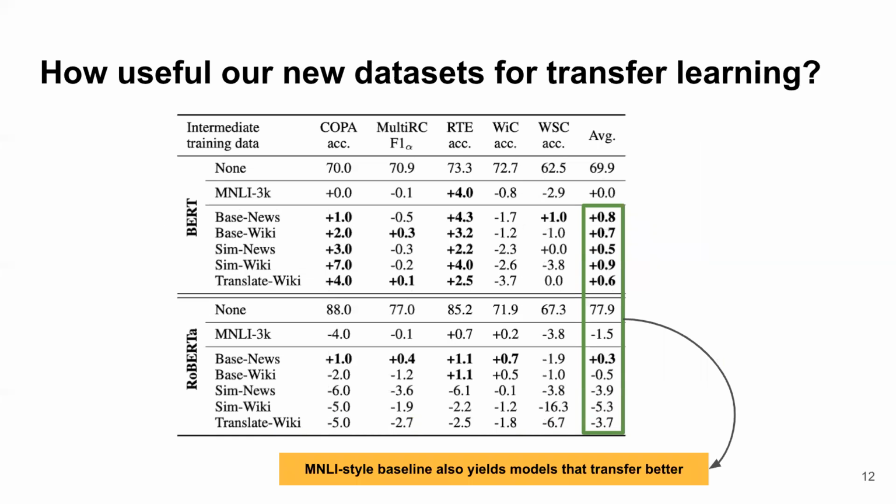Next, we also evaluate how useful our new datasets are for transfer learning. Here we compare models using BERT and RoBERTa sentence encoders. For our tasks, we select 5 small to medium-sized tasks in the SuperGLUE benchmark: COPA, MultiRC, RTE, WiC, and WSC. We see here that our new protocols do not yield models that transfer better. Though there are some improvements, for example for COPA and RTE, we don't see any clear pattern that our new protocols are more useful than the MNLI-style protocol.